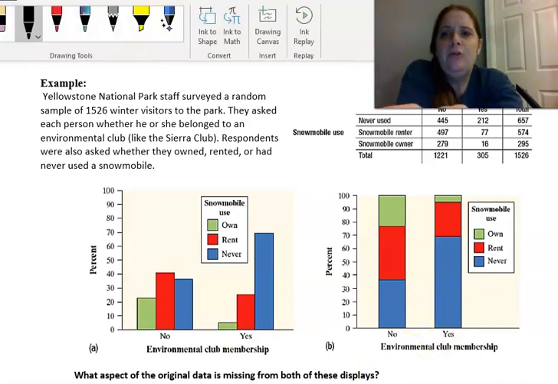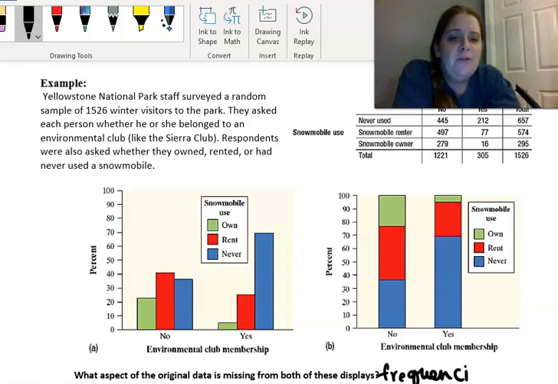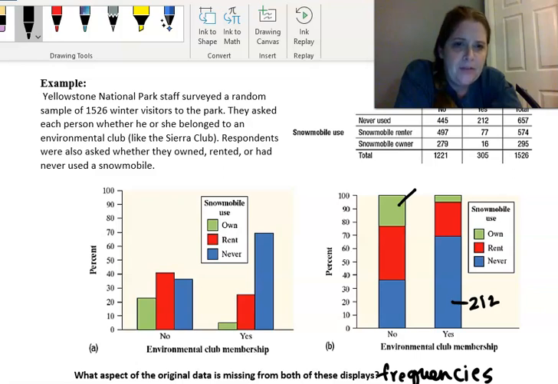The thing that we lose is those raw numbers, those frequencies. A piece of information that drops out of this is that even though this is the very largest section in area, it's only 212 people. And this little green area up here, that is the owned and the no, that's 279. So even though this is a huge area, it's actually far less than the very smallest area on the other graph. The areas don't really match up with the frequencies.